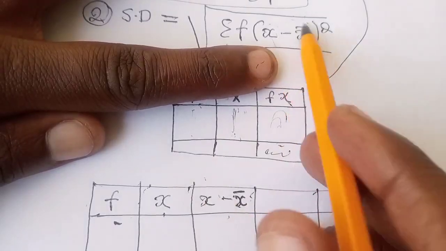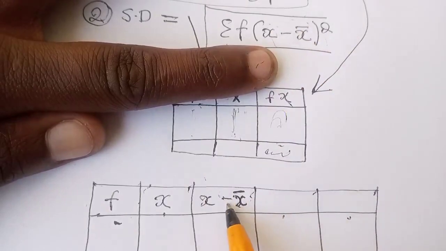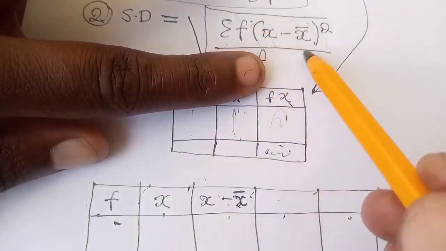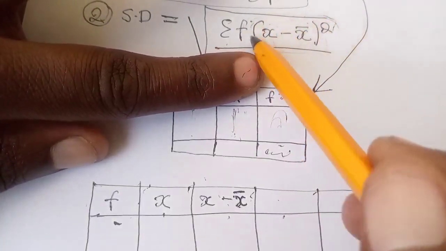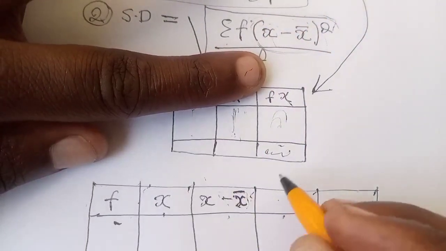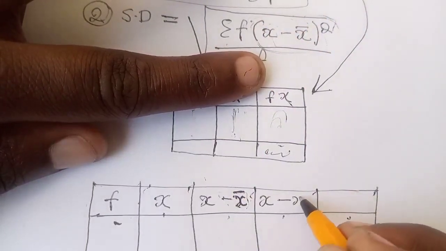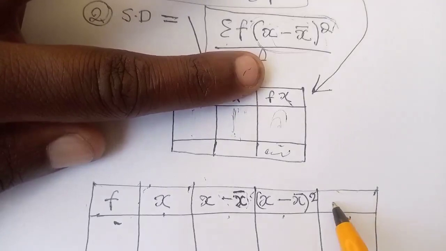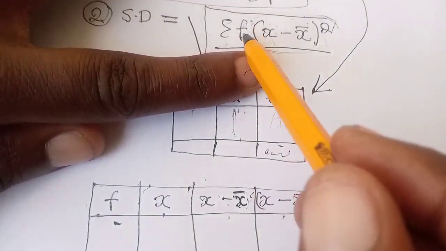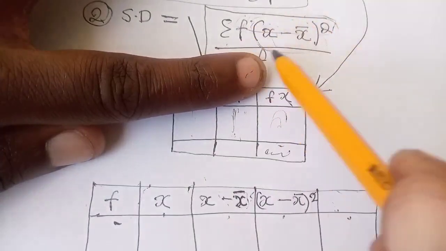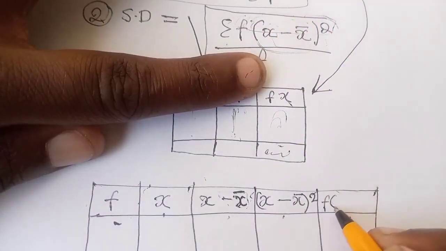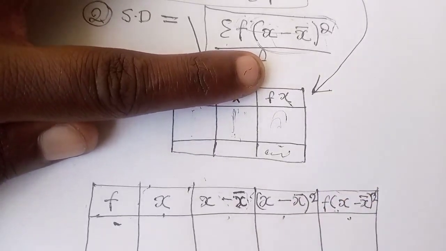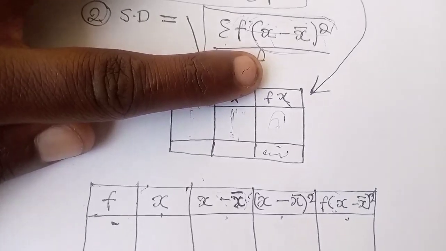So I said that in the third box you write it here. In the fourth box, you get it the way it is, from here to here, meaning that you just square this one. So it is x minus x bar, then you just square it. Then in the final box, the fifth one, you get the whole thing here, which is f open bracket x minus x bar, then you square it. This is how you are going to do it.